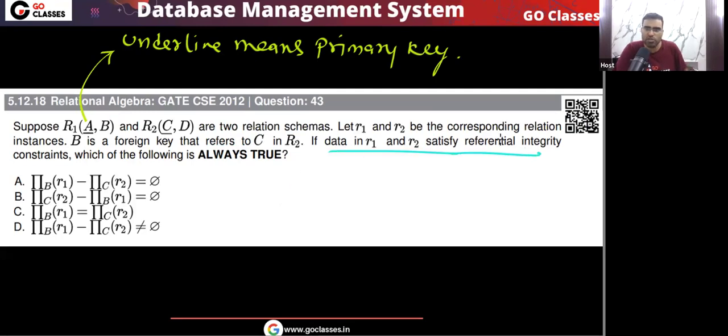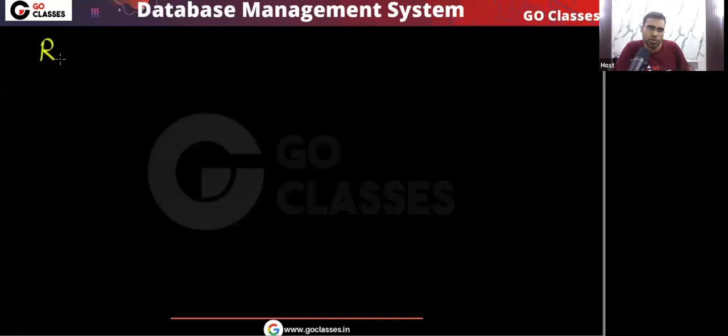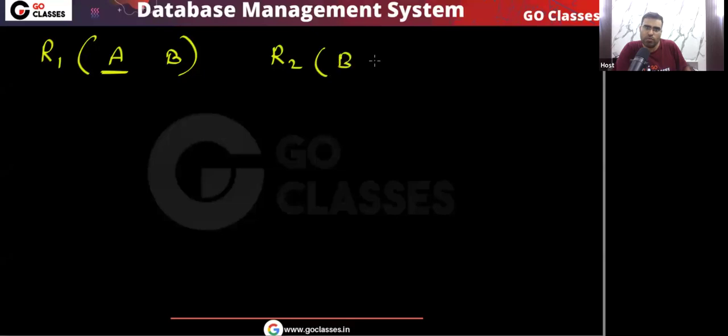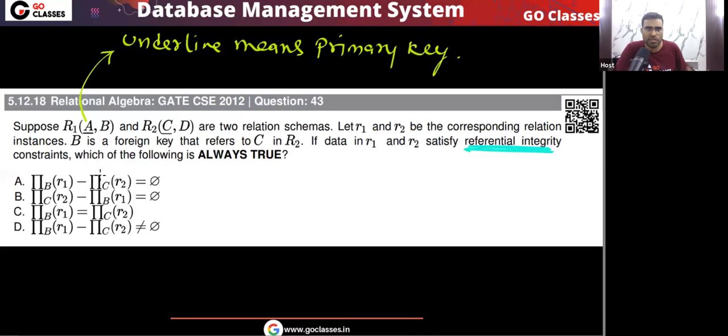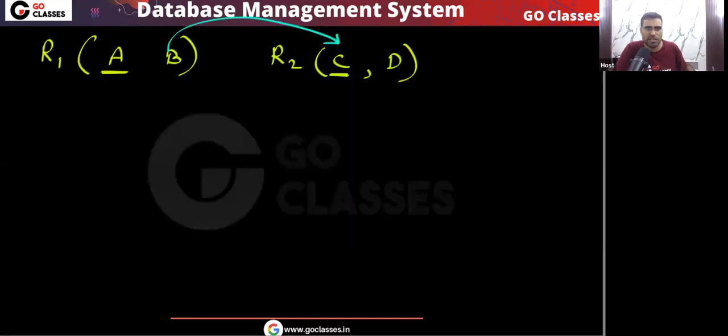If data in R1, R2 satisfy referential integrity, then which of the following is always true? See, the question is very simple. The question is saying that you have table R1 and table R2. In the table R1, you have A comma B, where A is the primary key. In the table R2, you have C comma D, where C is the primary key. Now the question is saying that this B is a foreign key referring to C. So you can see this B is referring to C in R2.